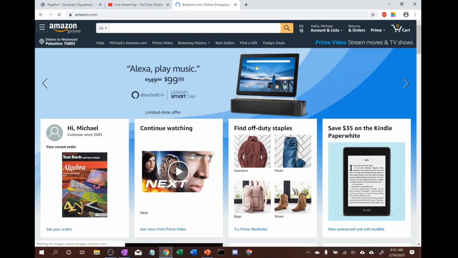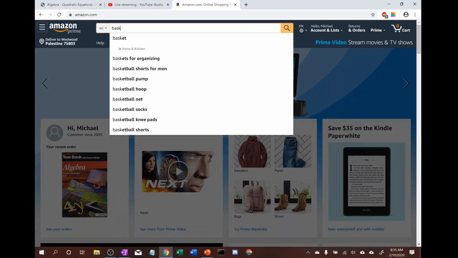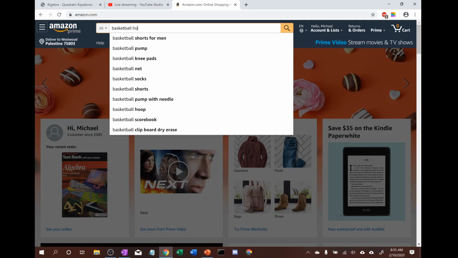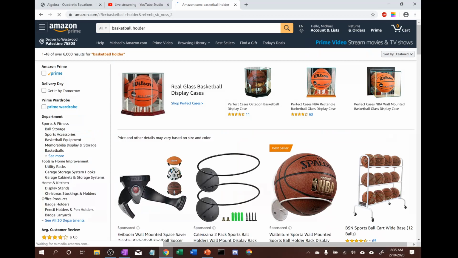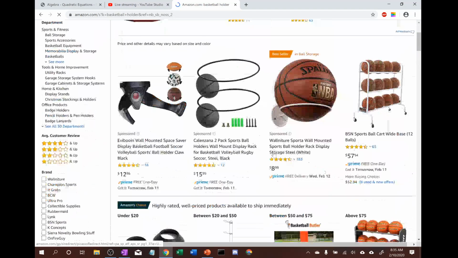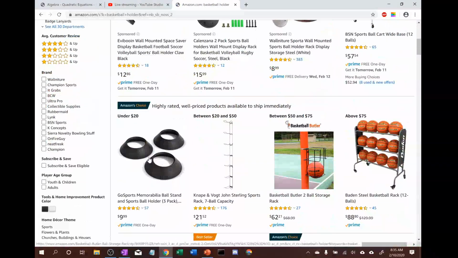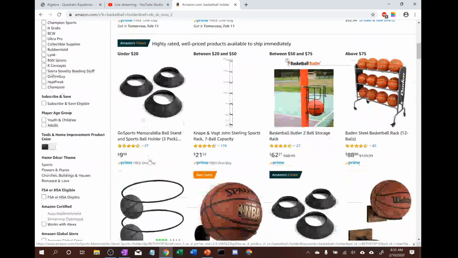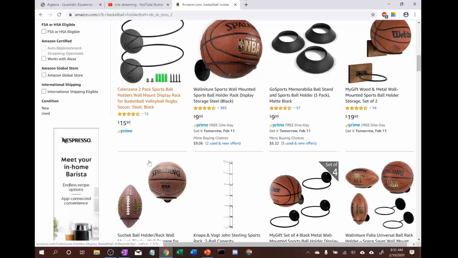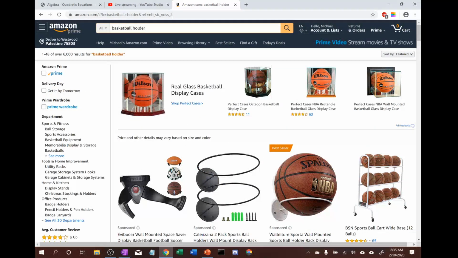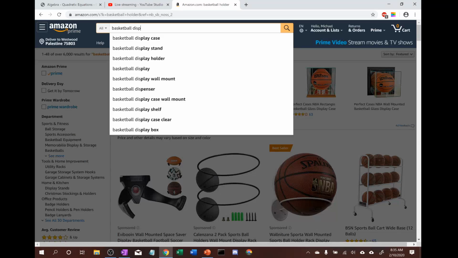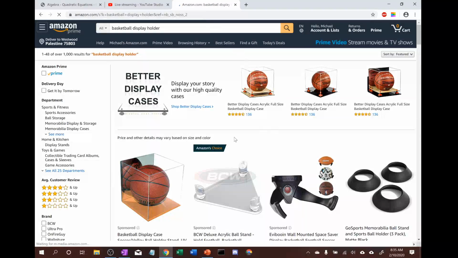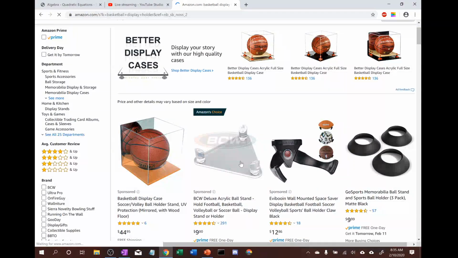www.amazon.com. And then what we want to look for is basketball holder thing. I want it like that, that'll work, right? I wanted kind of one of those 3-prong things. No, basketball display holder thing. Let me see. This. That's what I wanted. That'll look cool.